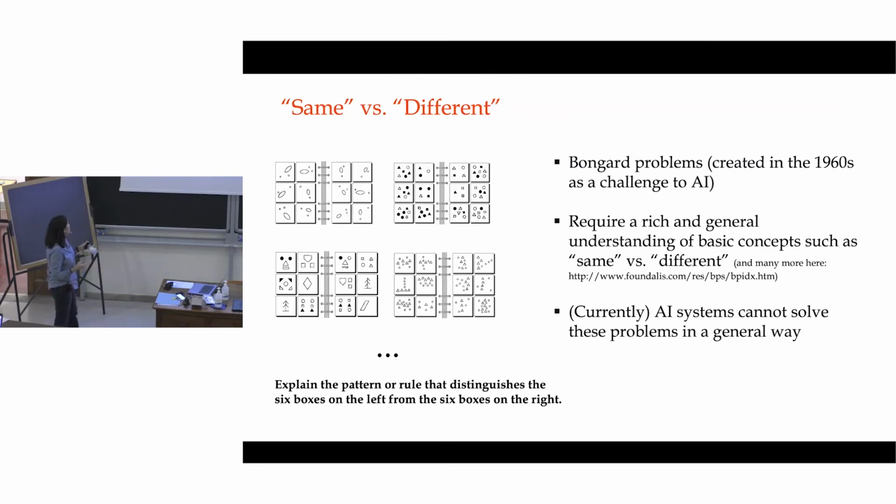They are things as crazy as this. And some people keep adding more tests to this website, so you can have a look at it. They require a rich and general understanding of the basic concepts of equal and different. You see, it doesn't matter much how complicated these features are, just the relation among these features. So it's something very complex indeed, right?